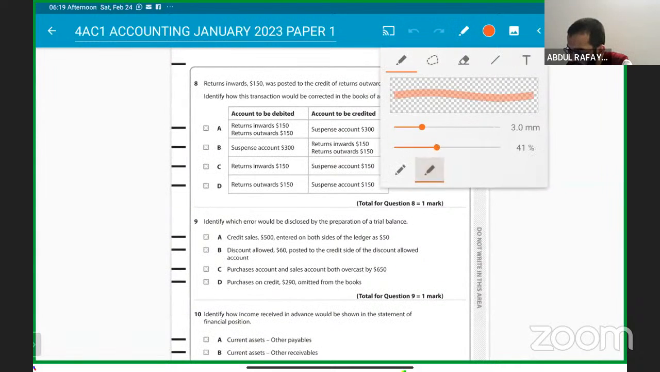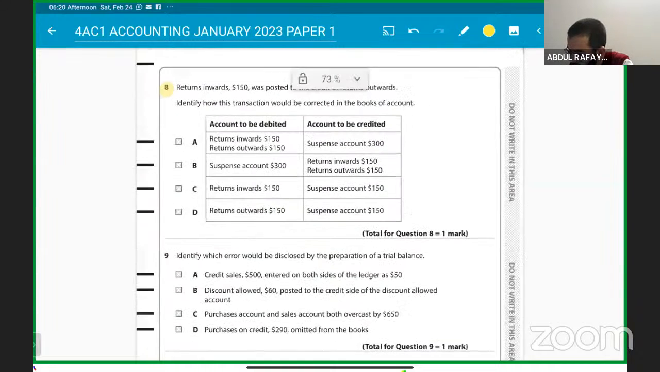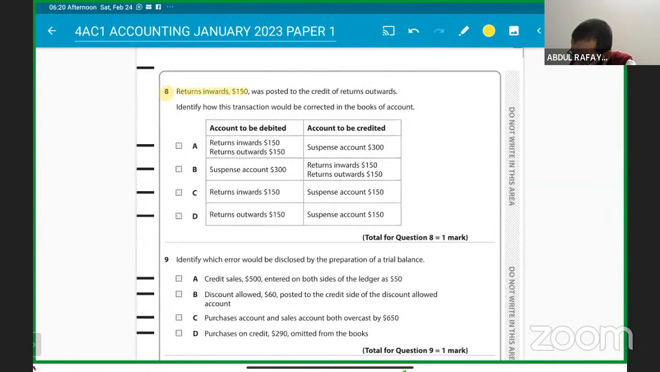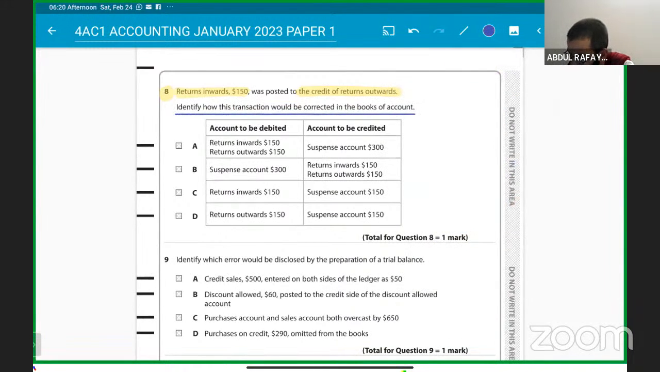Let's talk about question number 8 now. We have return inwards of $150. It was posted to the credit of the return outwards account. Identify how this transaction would be corrected in the books of account. So we now have to correct this transaction. I'll give a couple more minutes to think about it.